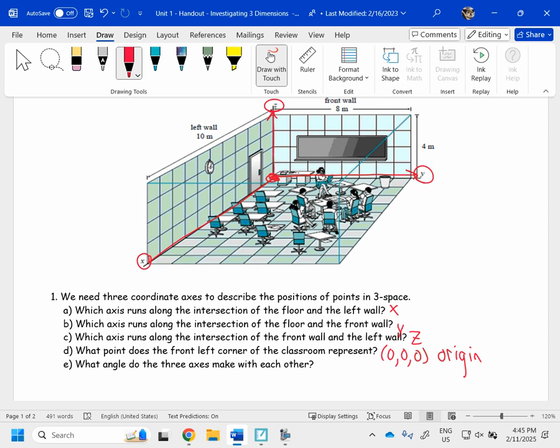Notice I have three numbers now because we have three different directions. What angle do the three axes make with each other? Here's where it gets a little bit of thinking involved. These are all right angles, even if they don't look like it. That's a right angle, this is a right angle, and that's actually a right angle. That's on the floor. So you're going to have to start thinking three-dimensionally to see how these are connected together.